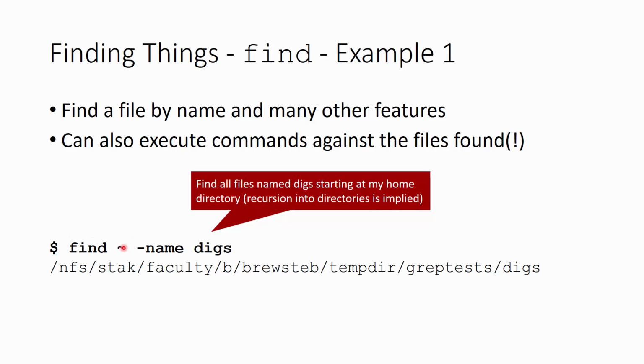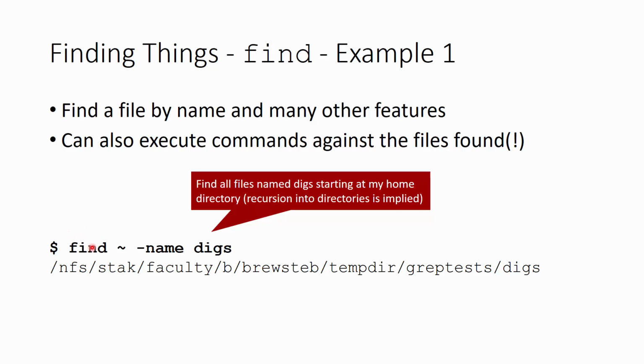With the find command, the first argument there is going to be the place it needs to look, the place it needs to start looking in. So I'm going to give it my home directory. And recursion into subdirectories from there is implied. You don't have to specify it with the R character like we did with grep.